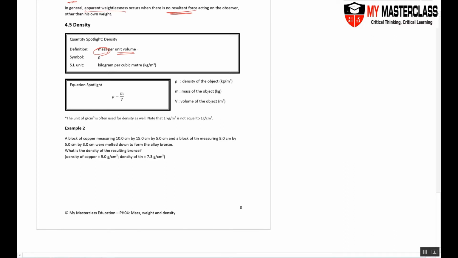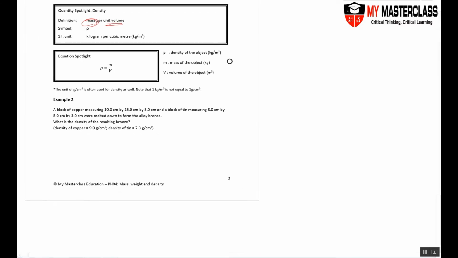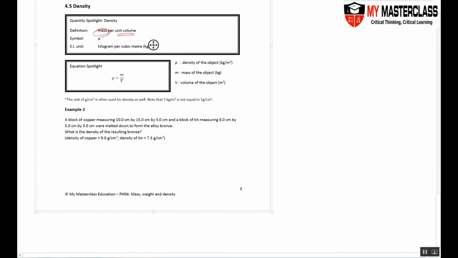Okay, so the formula here is: the density, represented by rho, is mass over volume.